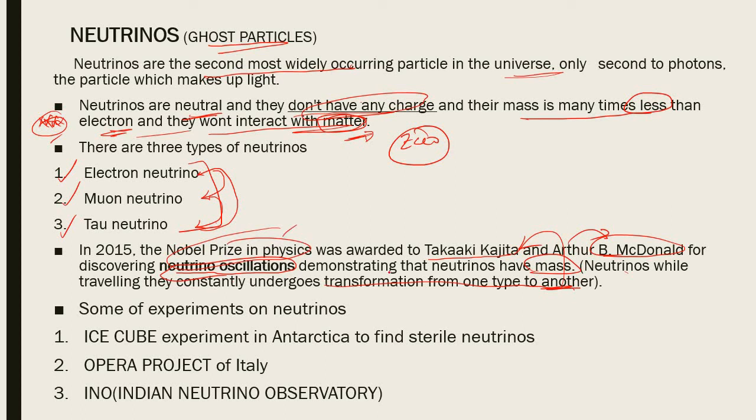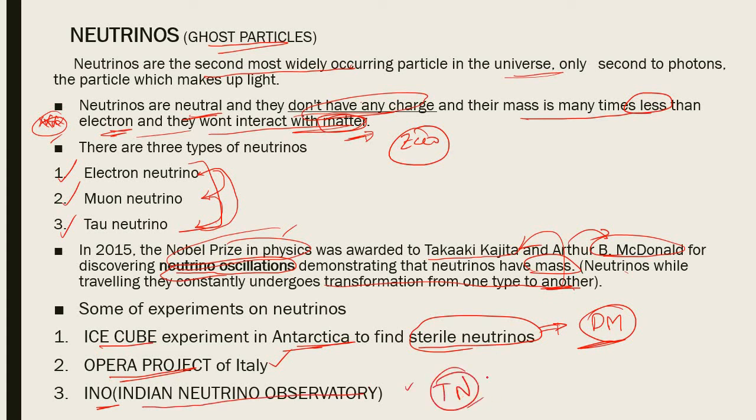And some of the experiments being conducted to find neutrinos in the world are the IceCube experiment, which was conducted in Antarctica to find sterile neutrinos, and there was a hypothesis that sterile neutrinos could be the basis for dark matter also. Other projects are the OPERA project of Italy, and INO of India, the Indian Neutrino Observatory, which was located in Theni district of Tamil Nadu.